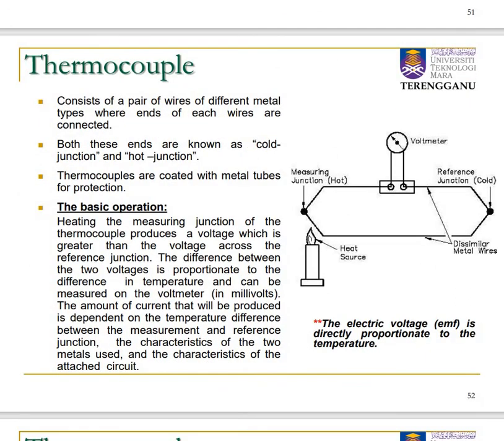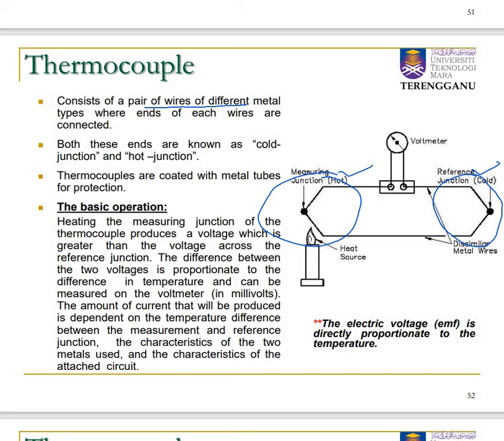So now I move to our first device, which is the thermocouple. The configuration of this thermocouple is very simple. It consists of a pair of wires of different metal type. This junction has a different metal type, and this junction also a different metal type. So we have a hot part and also a cold part here, the hot junction and the cold junction.